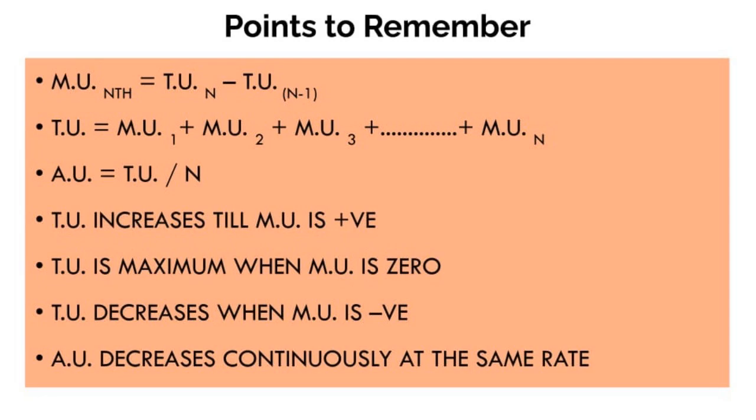Next, total utility increases till MU is positive. At the point till when marginal utility will be in positive figures, total utility will show an increasing trend, and thereafter total utility will start to fall. Total utility, we have already seen, will be maximum when MU is 0. TU decreases when MU is negative, and average utility always shows a decreasing trend continuously at the same rate.